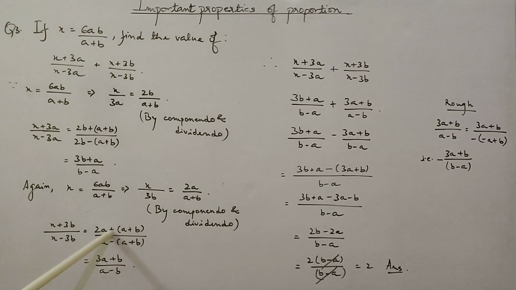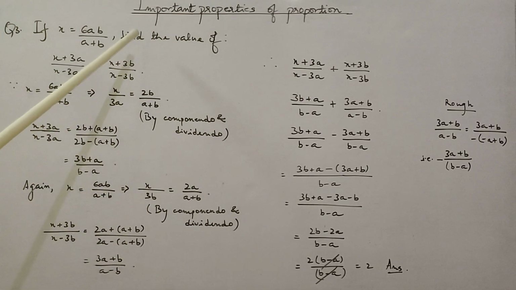So if you open the bracket over here, you will get 2a plus a plus b, which gives us 3a plus b, and if you open the bracket in the denominator, it will be 2a minus a minus b. So 2a minus a will give us a, and minus b. So we have also got the value of the other fraction, x plus 3b upon x minus 3b, as 3a plus b upon a minus b.